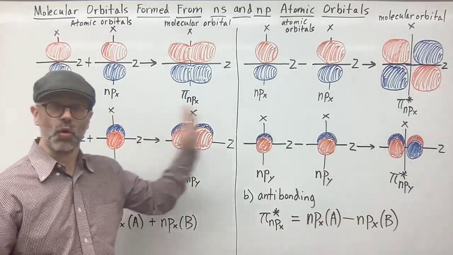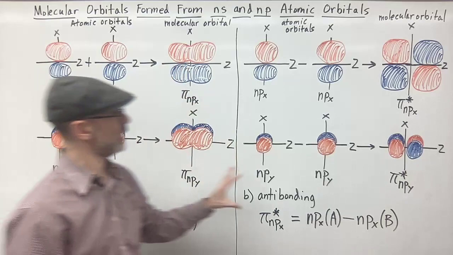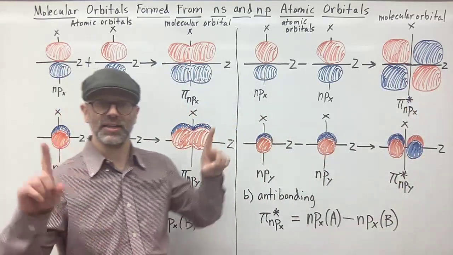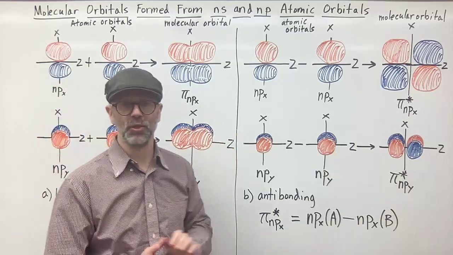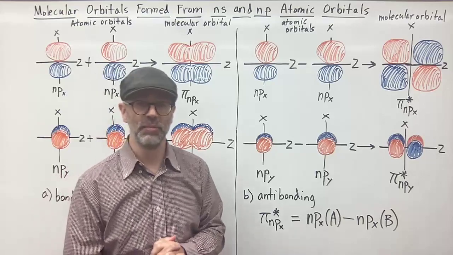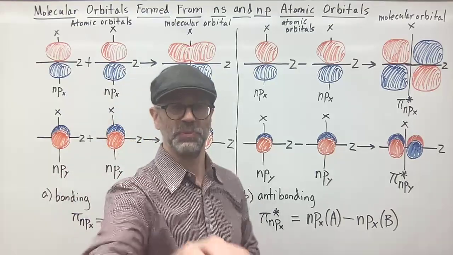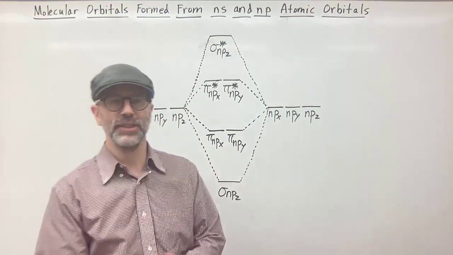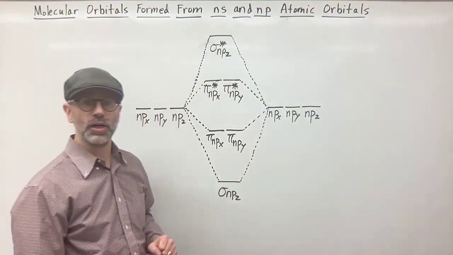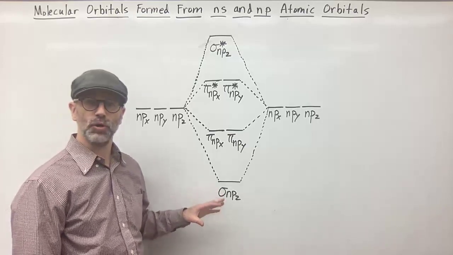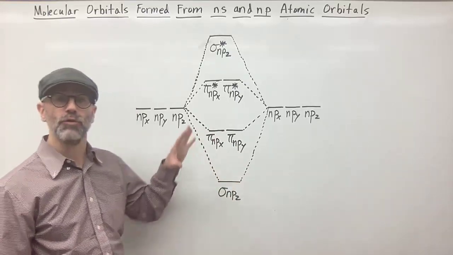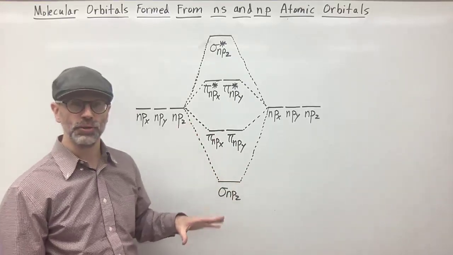So these are the molecular orbitals that you get from the interactions of the p orbitals on different atoms. What does this look like in an orbital energy level diagram? Well, let me show you. Okay, ladies and gentlemen, now we have our molecular orbital energy level diagram, and this is what it looks like for all of those molecular orbitals that I was showing you.